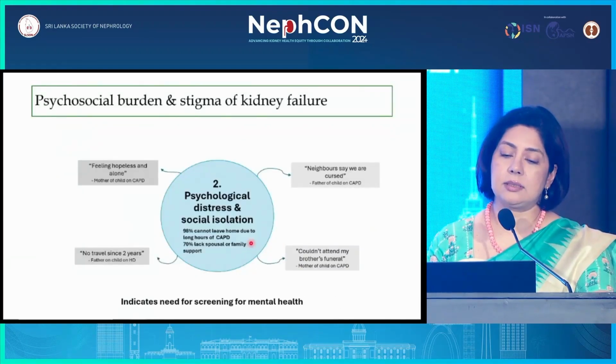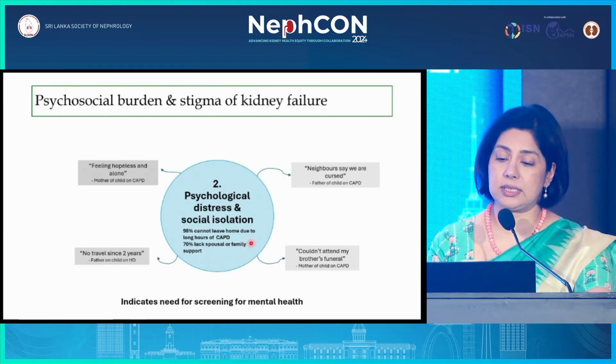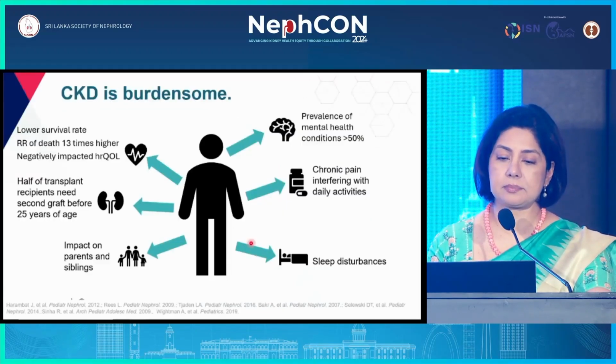The second was a parent who's doing dialysis suffers a lot of psychological distress and social isolation, and so does the child. There's a lot of social stigma attached with the diagnosis of kidney failure, and a child who needs dialysis is viewed as someone who has some sort of transferable or transmittable disease. And so looking at these three domains, we realize that caregivers need supportive care as well. CKD is burdensome to the child as well. As we've discussed, they have a lot of symptoms and also a lower survival rate.